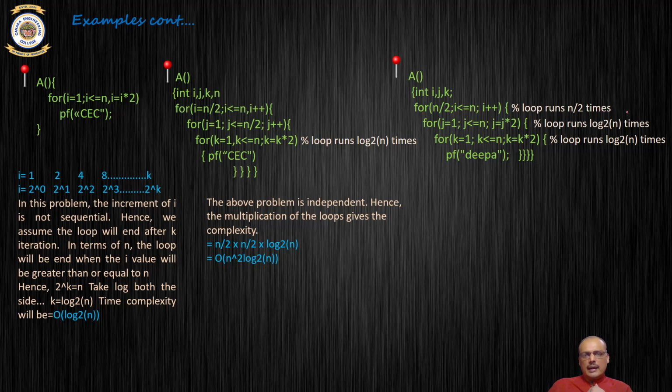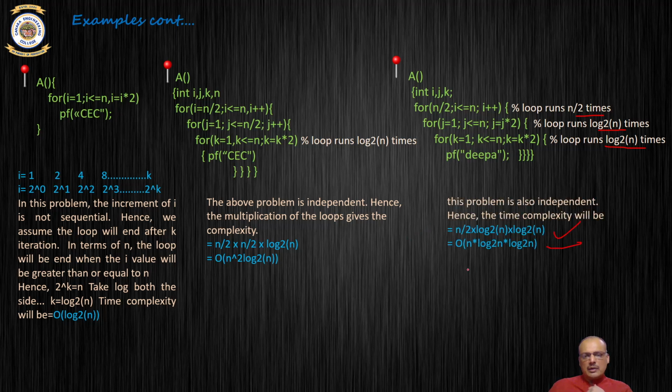Okay, and the complexity: this loop runs n by 2 times, this loop runs log 2n times, and this loop runs log 2n times. So the total time complexity of this particular algorithm or code would be O of n into log 2 of n into log 2 of n.